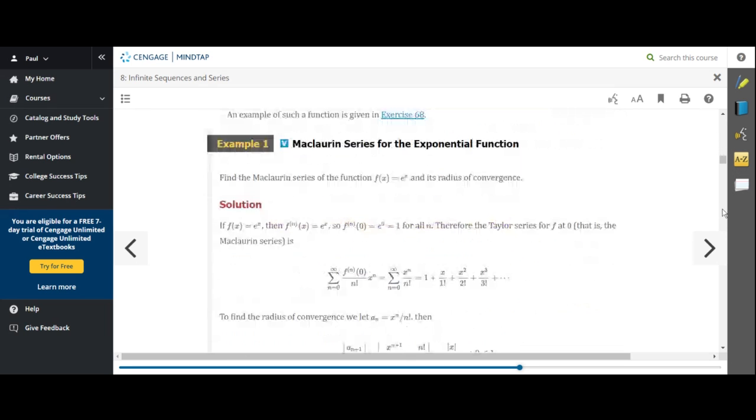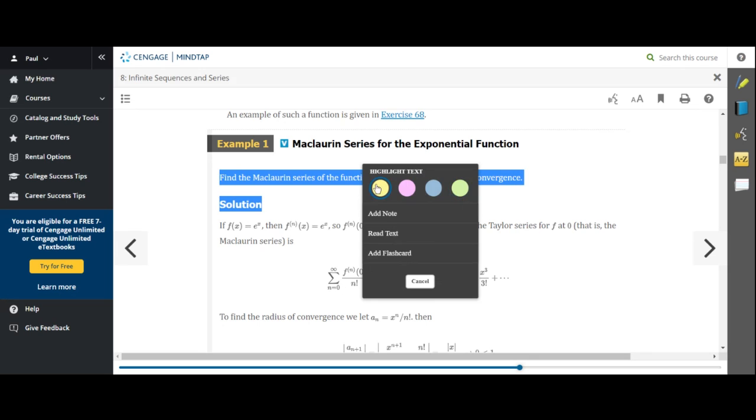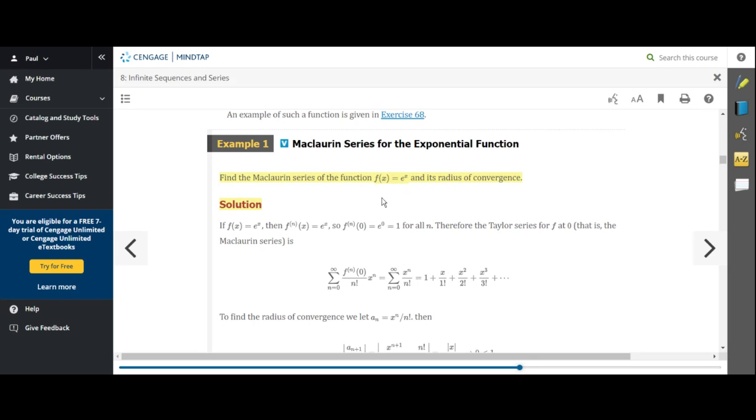That being said, let's look at an example, example 1. Well, first, are there any questions so far? All right. Example 1 says find the Maclaurin series of the function f of x equals e to the x and find its radius of convergence.